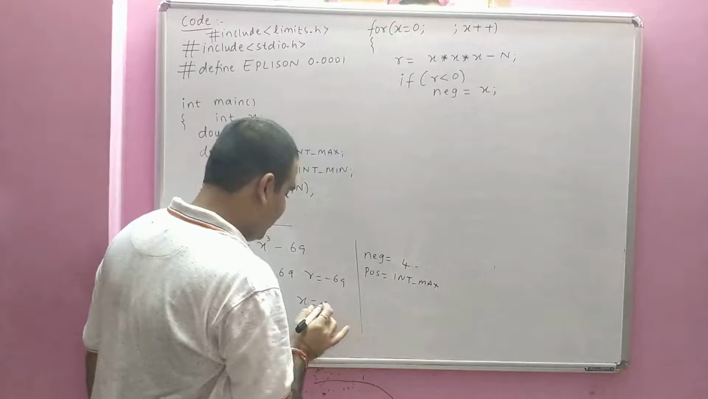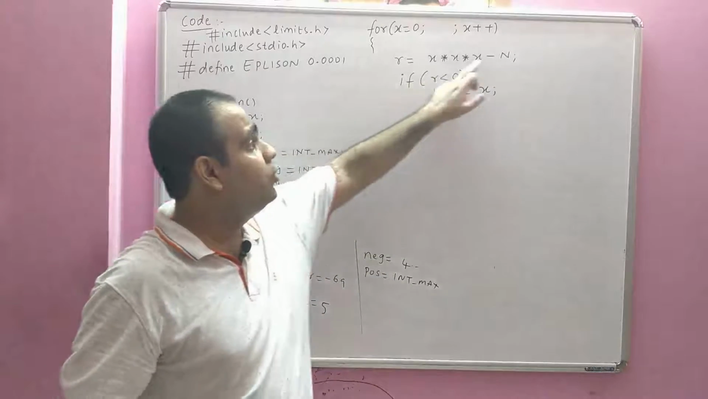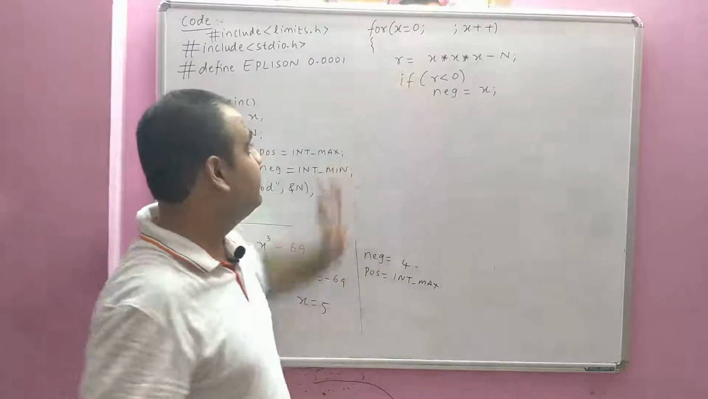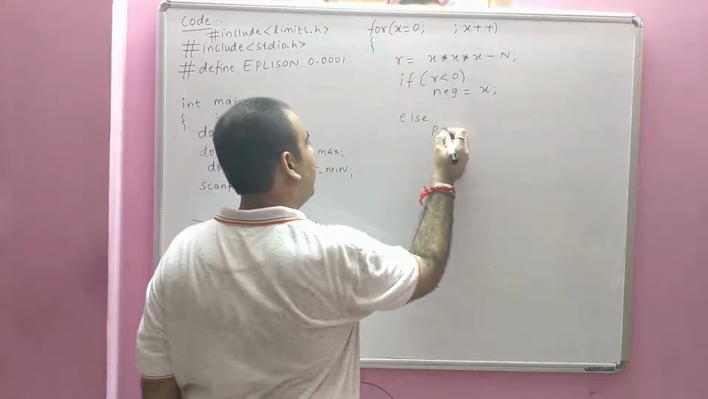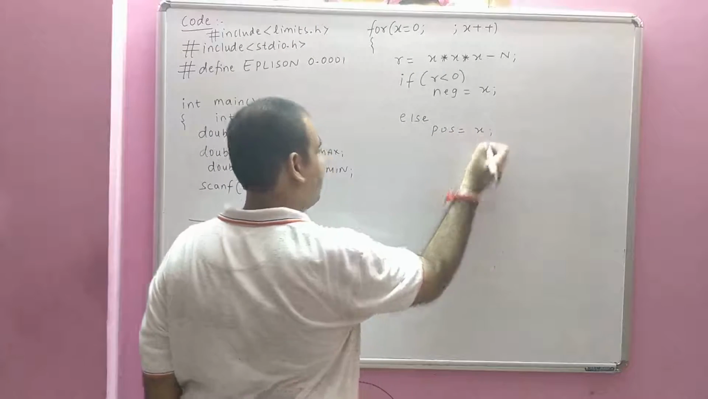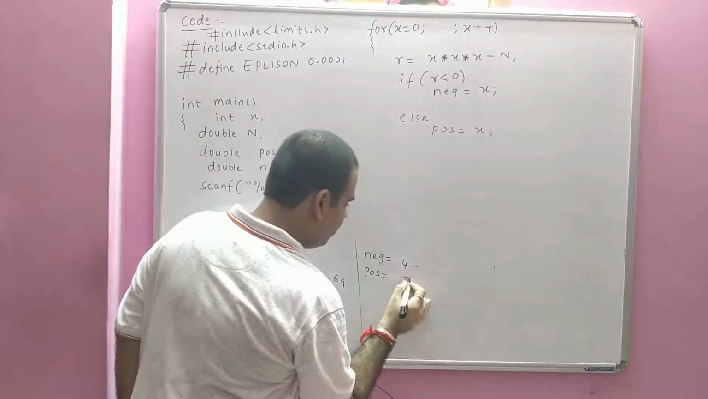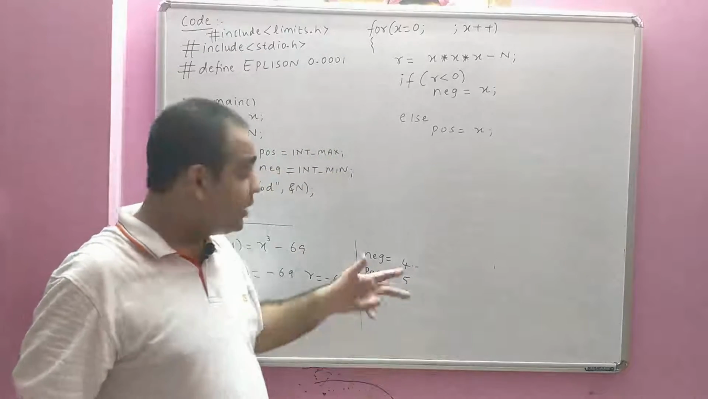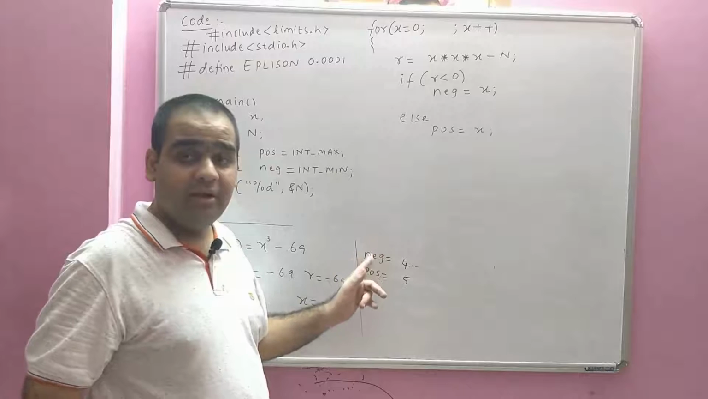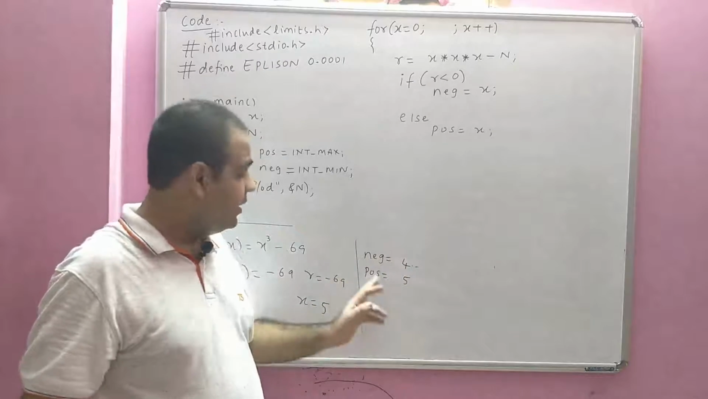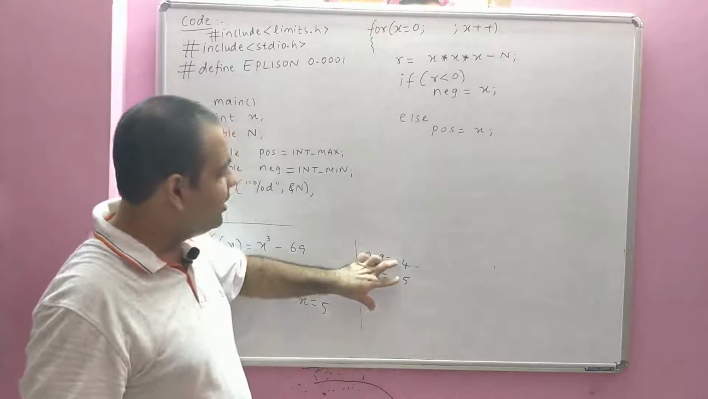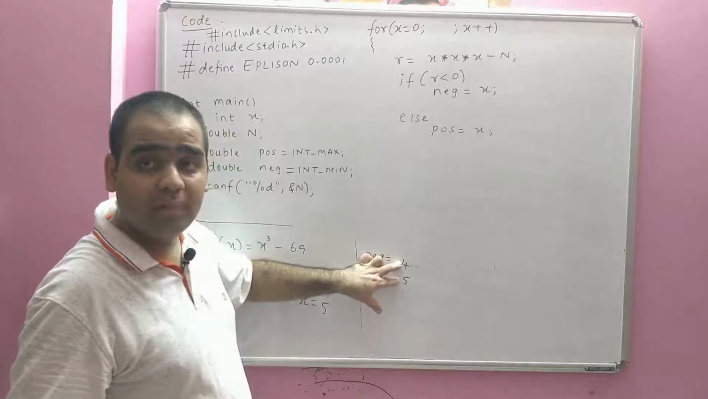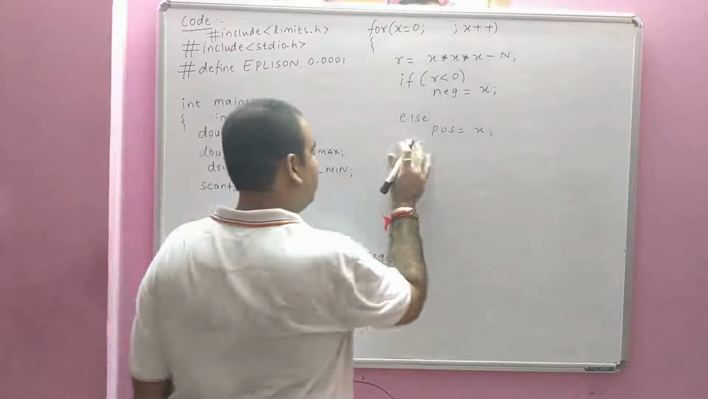X plus plus 5, now see here, 5 cube minus 69 is positive, therefore it is not negative, hence I need to say else positive is equal to x. Now what is the value of positive? 5. Now whenever you get both the values, that means negative is not equal to int min and positive is not equal to int max, you need to stop, and we are sure that the roots are between 4 and 5. This is the time to break.